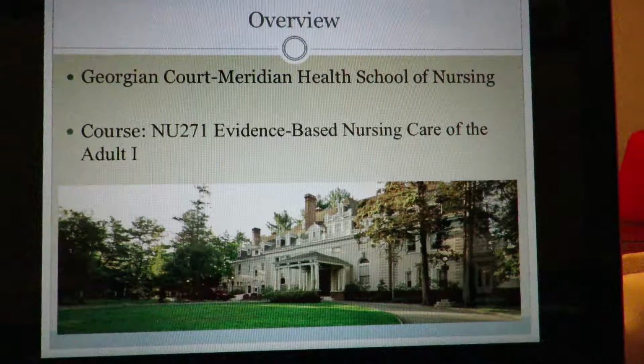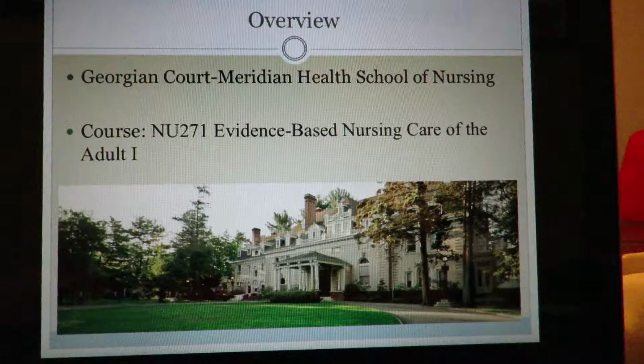This semester, I am at Georgian Court Meridian Health School of Nursing. The course I am mentoring in is Evidence-Based Nursing Care of the Adult 1. In this course, we are talking about med-surgical nursing for the adult client.